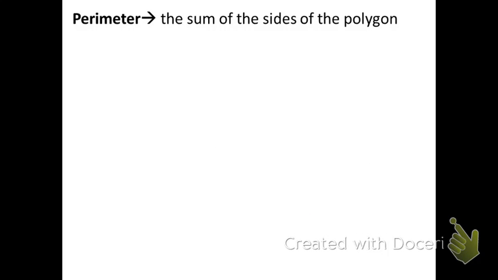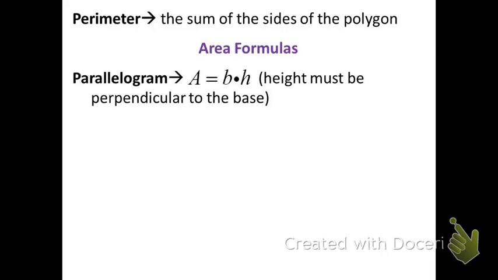The perimeter is the sum of the sides of a polygon. So we're going to add all the sides up on the polygon, and that will give you the perimeter. For area, we have several formulas. The first one we'll talk about is a parallelogram. A parallelogram is base times height.